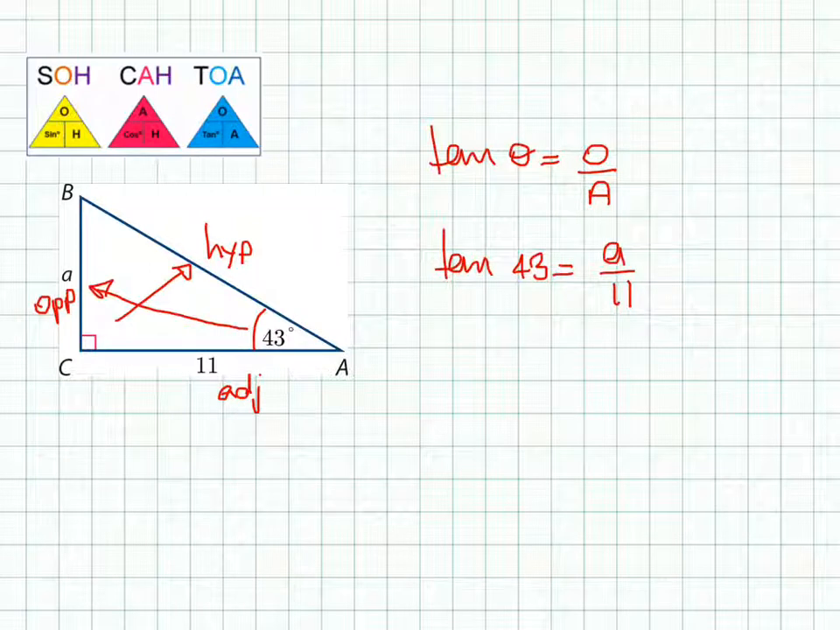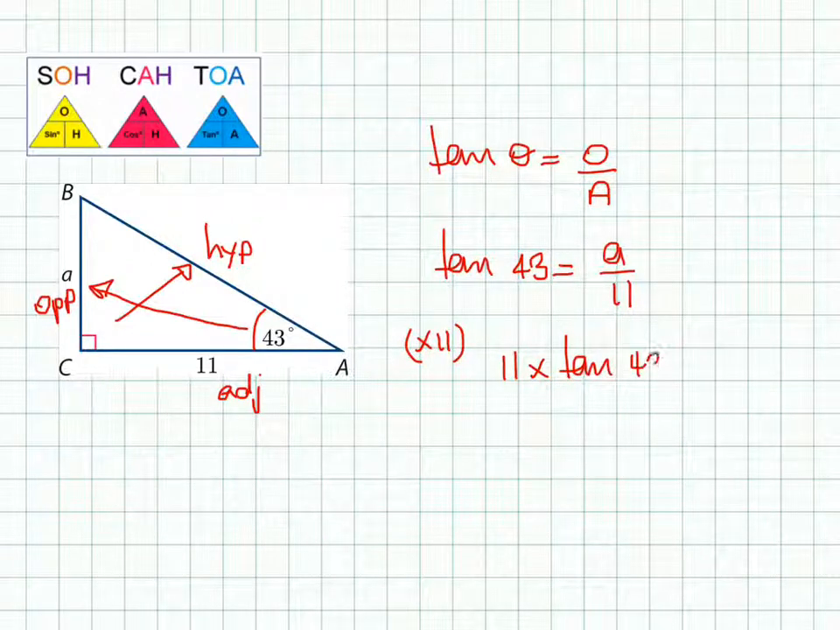Now I'm going to do a quick bit of algebra. I want A to be on its own, so I need to get rid of this 11. The 11 is dividing A, so to get rid of it I need to multiply by 11. So I'm going to multiply by 11. And if I do that, I'm going to get 11 times tan 43 is equal to A.